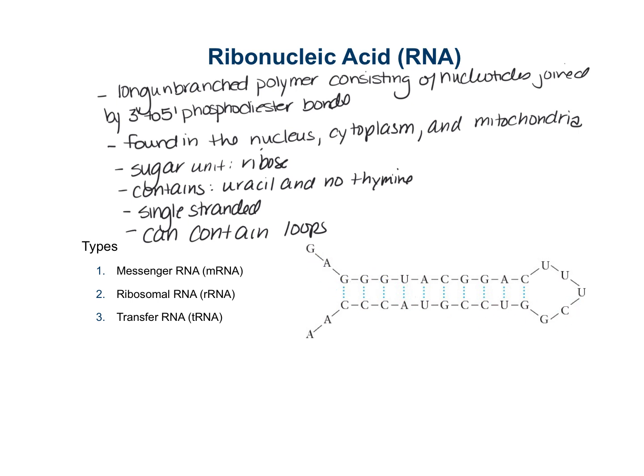Now, there's lots of different types of RNA. So what we're going to see here and talk about is 3 types of RNA. We're going to talk about messenger RNA, ribosomal RNA, and transfer RNA. Now, each of these different types of RNA performs an important function in protein synthesis.